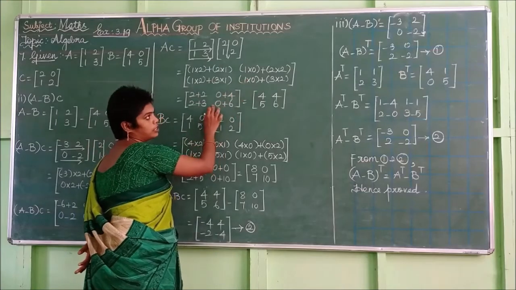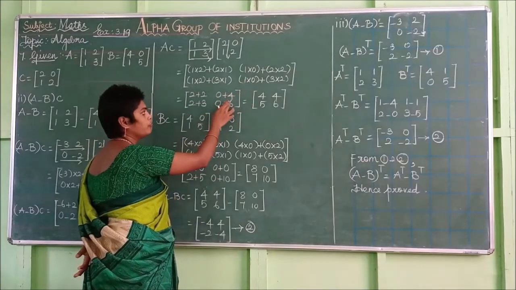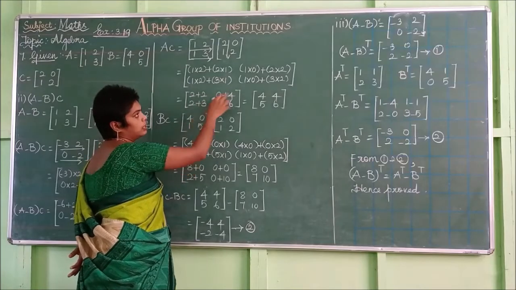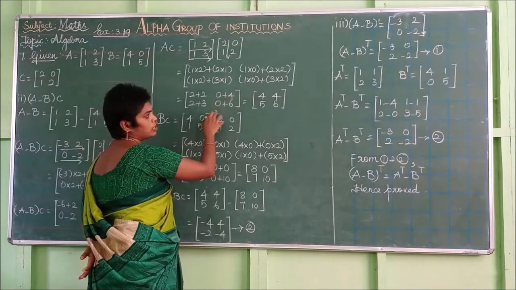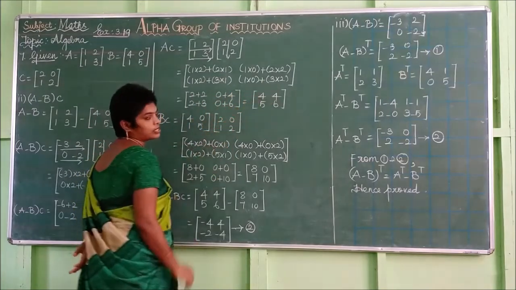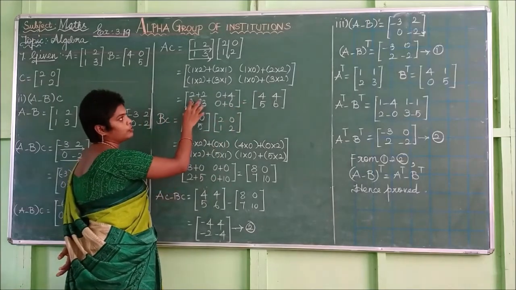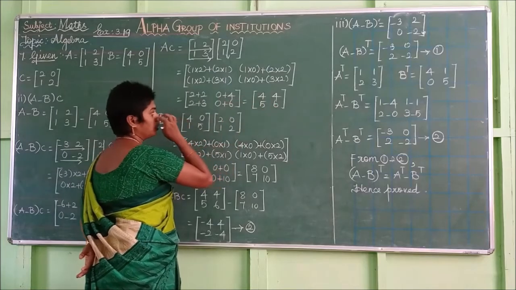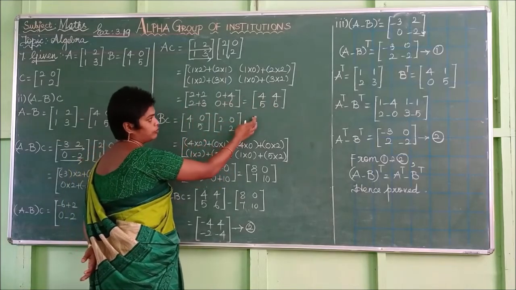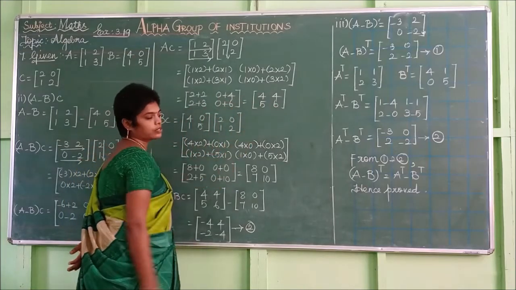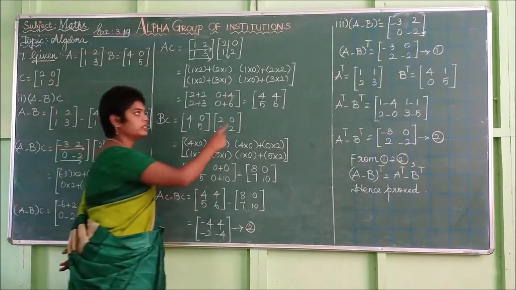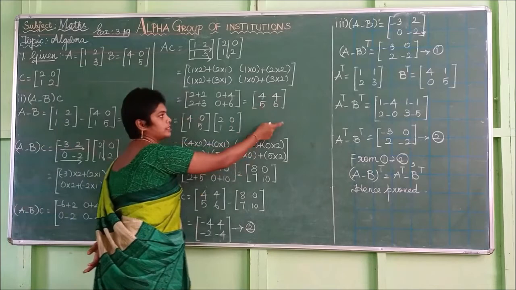1 into 0 is 0 plus 2 2s are 4. Here 1 2s are 2, 3 into 1 is 3. Then 1 into 0 is 0 plus 3 into 2 is 6. Now you can add the values. 2 plus 2 is 4. 0 plus 4 is equal to 4. Then 2 plus 3 which is equal to 5. 0 plus 6 is equal to 6. So you find out the value of the AC matrix. The value is 4, 4, 5, 6.